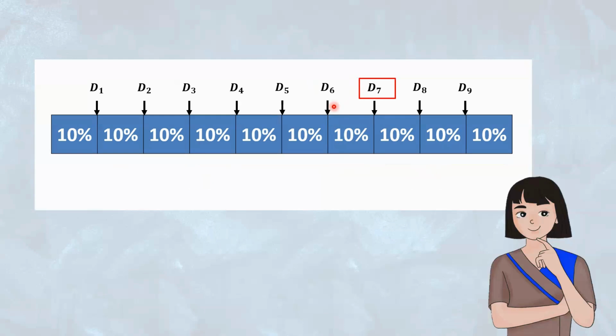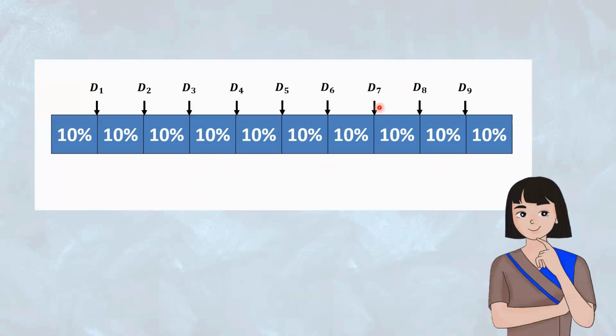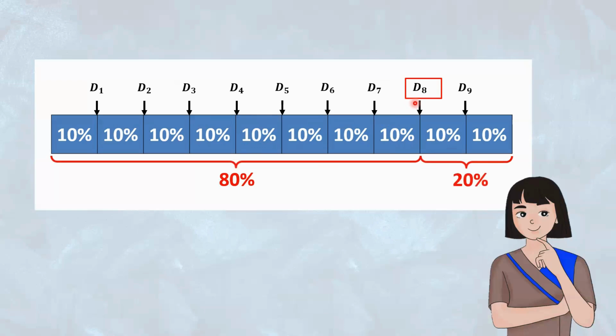If a score falls on decile 7, it can be interpreted as 70% of the scores in the dataset are less than or equal to our decile 7 value, and the remaining 30% are greater than or equal to our decile 7 value. If a score falls on decile 8, it means that 80% of the scores in the dataset are less than or equal to our decile 8 value, and the remaining 20% are greater than or equal to our decile 8 value.